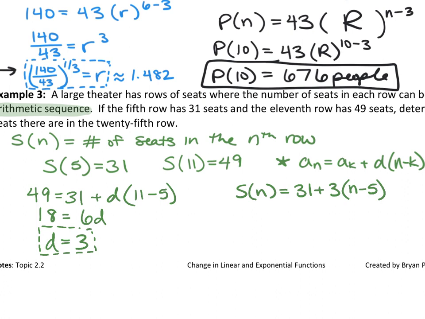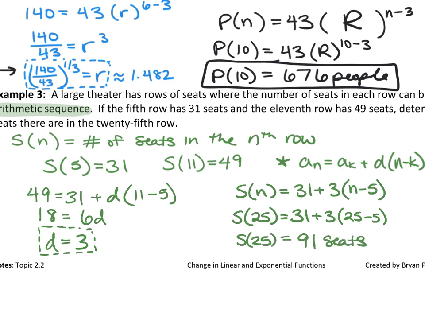But of course, I'm not generally asked for the formula. I'm asked to find the number of seats in the 25th row. Last class I made you reduce this. We're not going to do that anymore. We're just going to go ahead and plug it in. That's all numbers, which means at this point, just like when we had the giant R in our formula, we can just straight up plug this in. 31 plus 3 times 25 minus 5. Go ahead and throw that into a calculator for me. How many seats are in that 25th row?